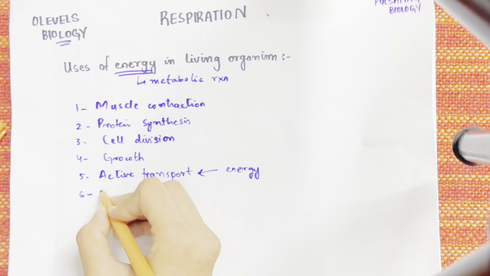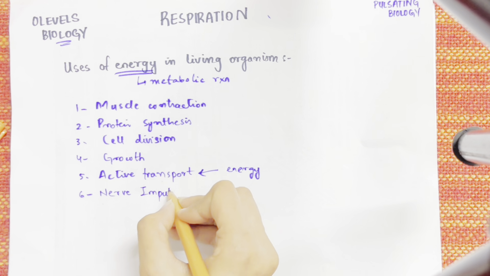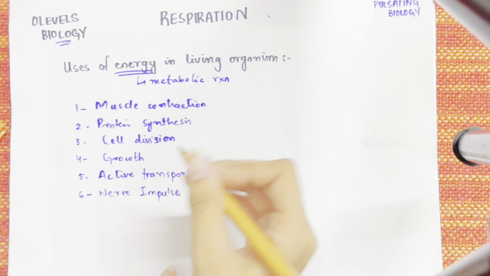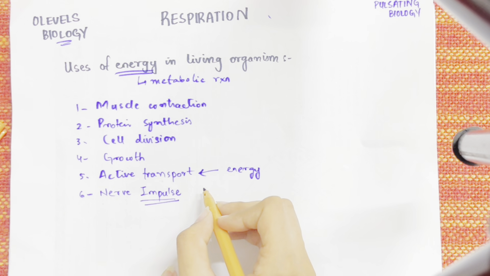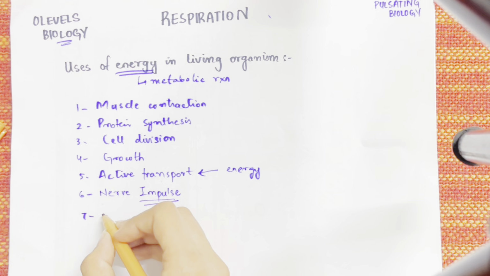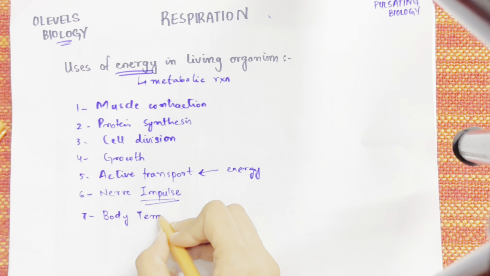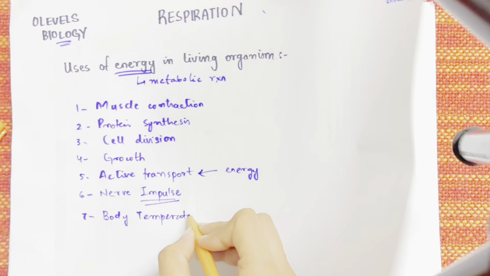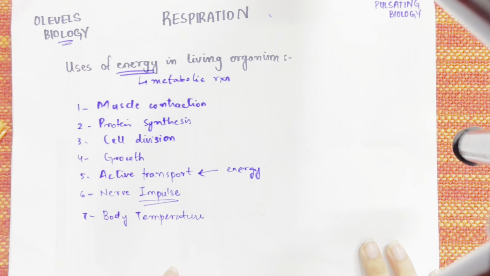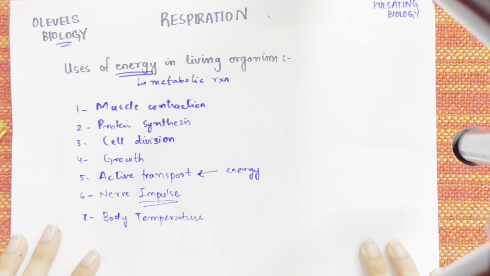Next, we have generating the nerve impulse. As we know, our entire body, or the central nervous system, works on impulses. Energy is required for the generation of the nerve impulse. Lastly, energy is required to maintain the body temperature, also termed homeostasis, and a larger amount of energy is required for all of these reactions that are lined up.